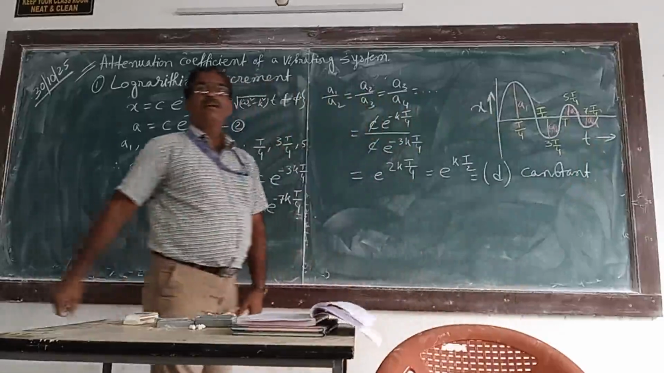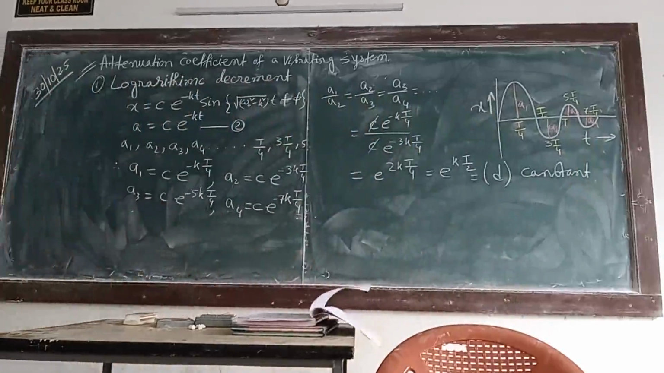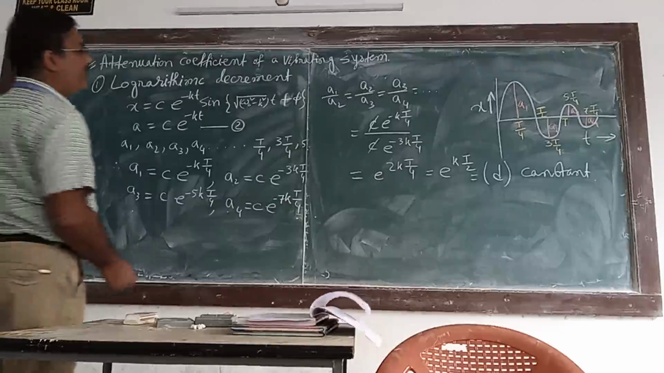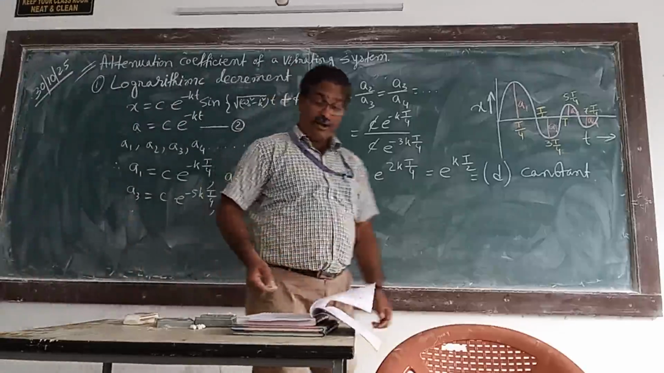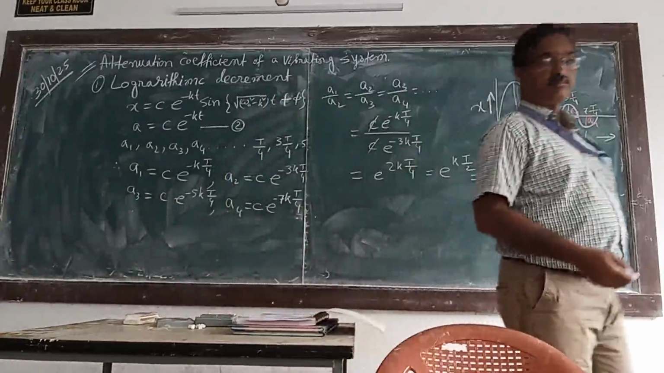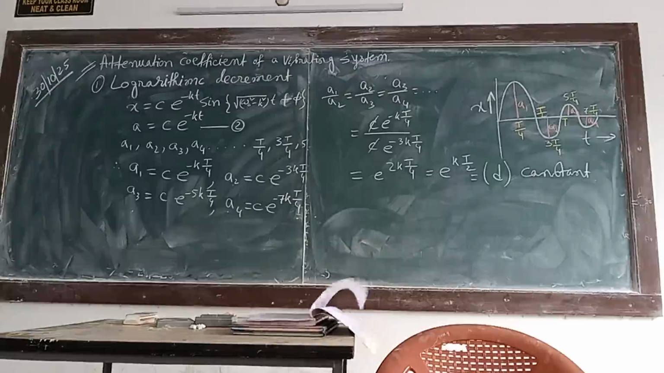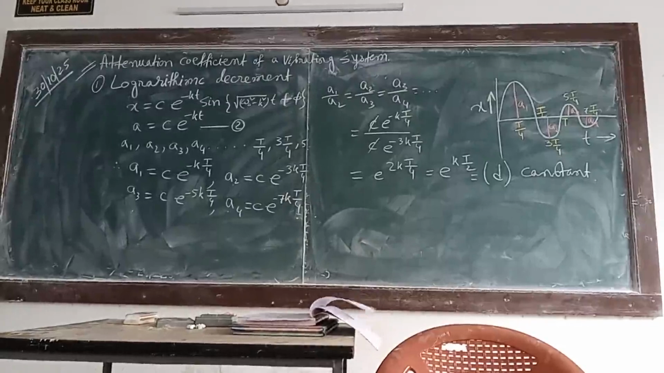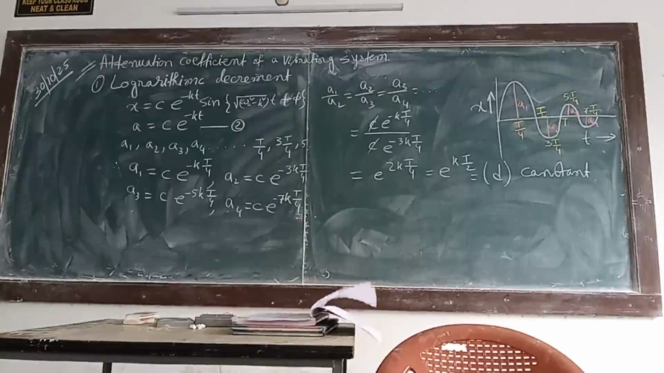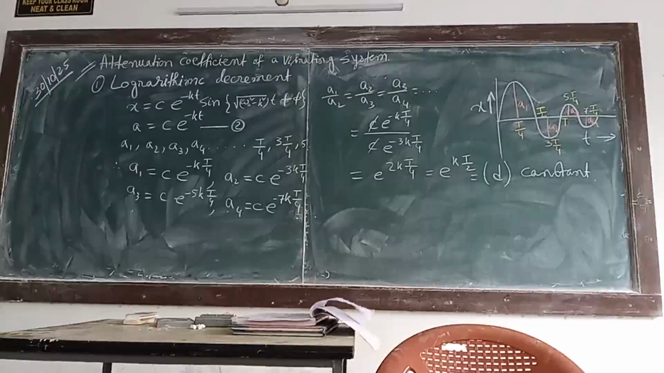So you can see that the ratio of the successive amplitudes is constant, which is e to the power k t by 2, where D is called its decrement.